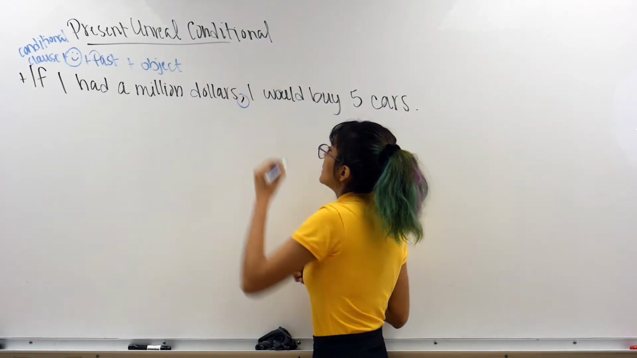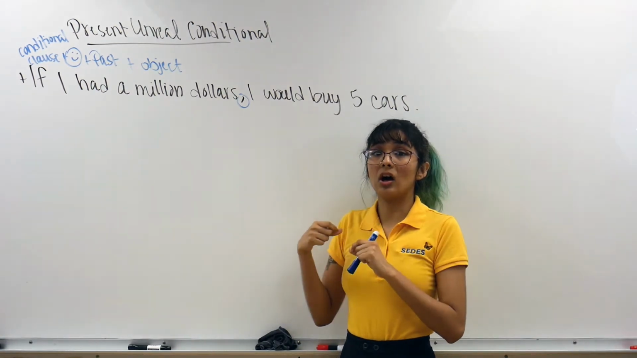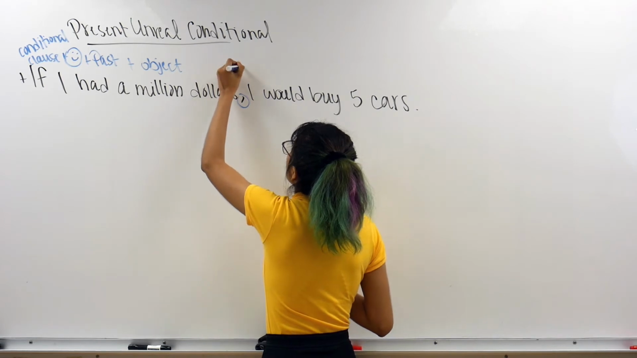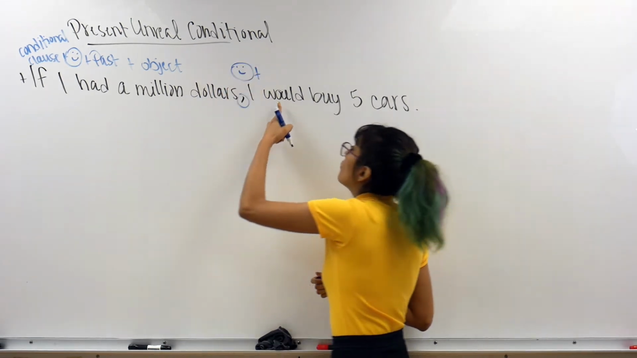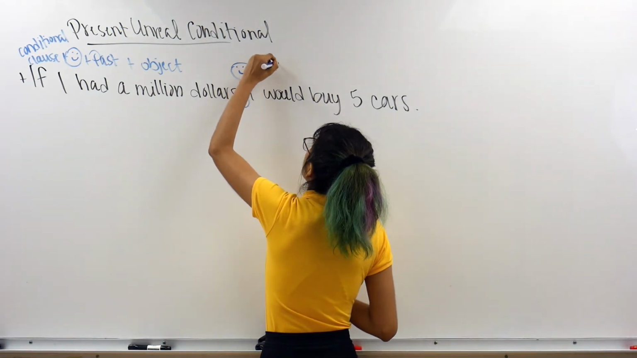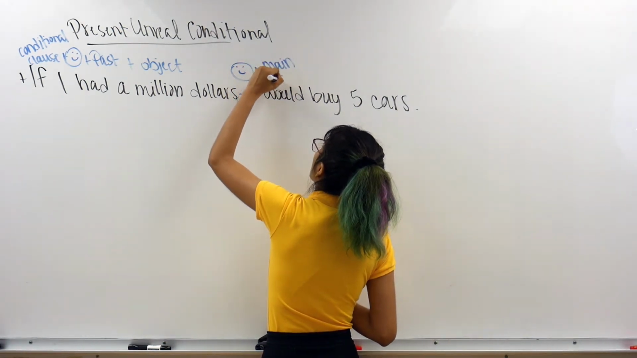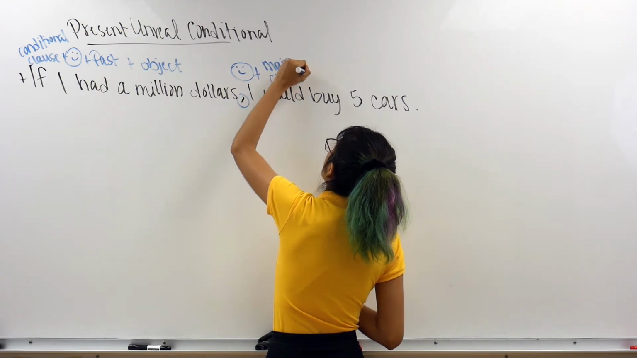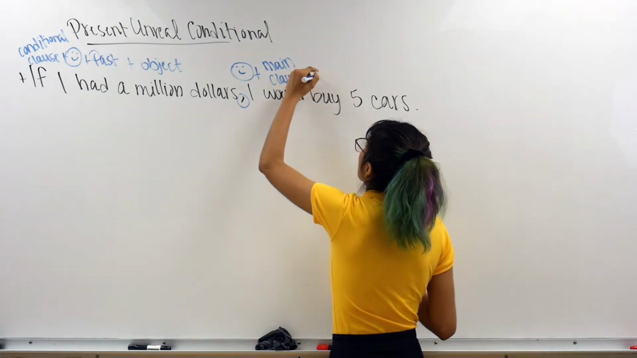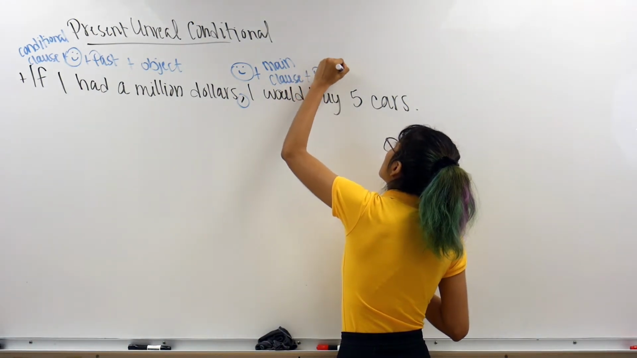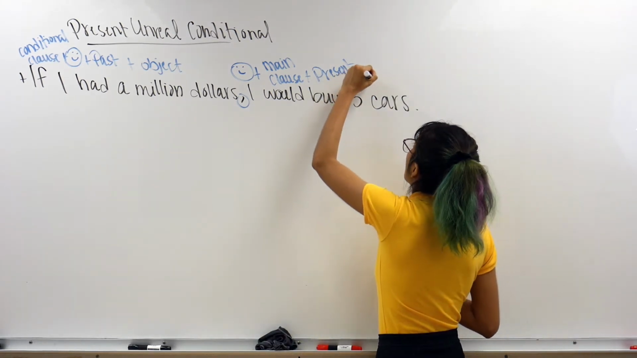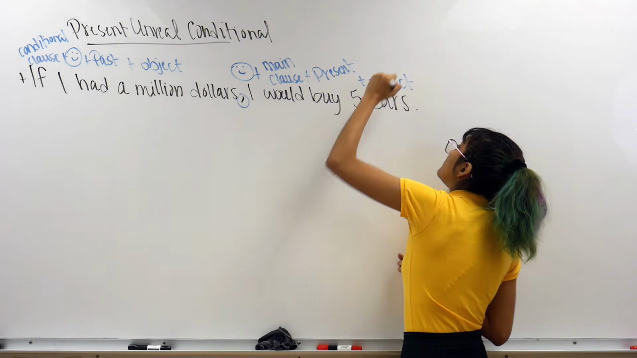I'm going to connect it with my next clause. I now have I, which is my subject or my person. Would is my main clause. And now I have buy. Buy is in present time. And 5 cars is my object.